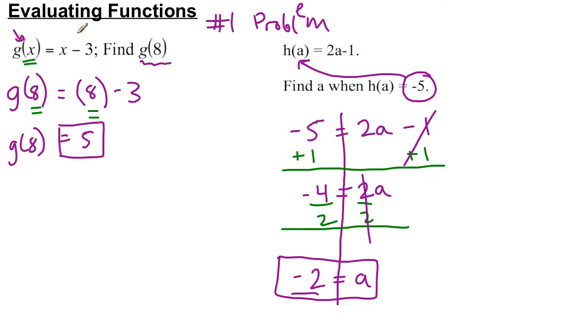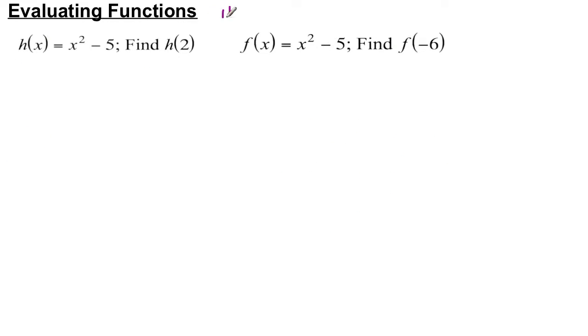Okay, let's look at the next problem. So that's kind of problem type 1. Here is problem type 2. Suddenly we're dealing with quadratics, and you know that because you see x squared. On this first problem, we want to find h of 2. So h of 2 is equal to, and x is 2, so we're going to put 2 right here. So this is 2 squared, and then minus 5.